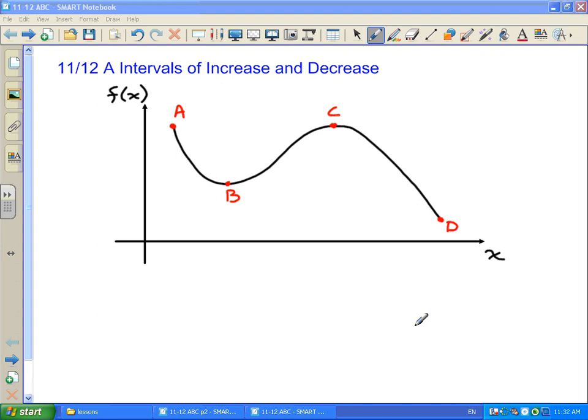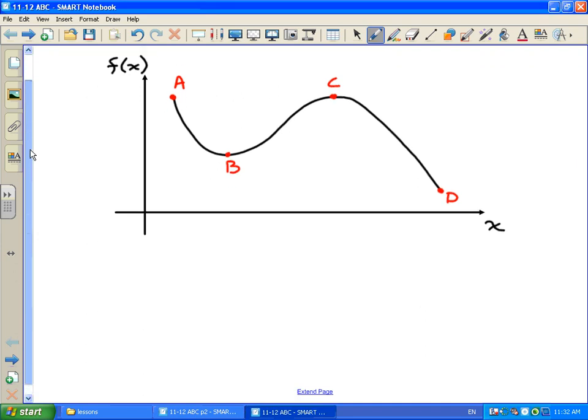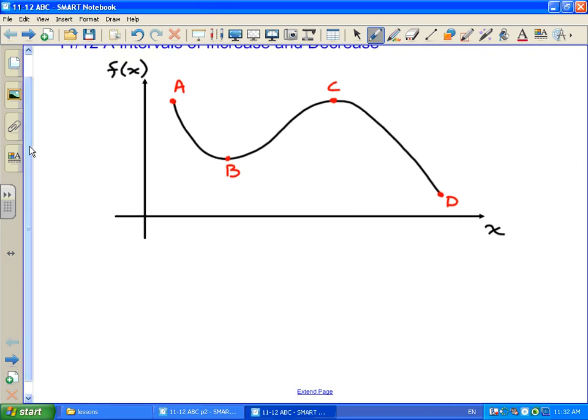So we're going to start in today on Unit 11-12. We'll start by looking at some material at a box A here. We're going to look at intervals of increase and decrease. So what I've done here is I've just drawn some function, f of x, over some interval here from A to D. And we just want to take a look at where this function is increasing and where it is decreasing. And it's important to keep in mind that we're looking only at small little portions of this curve as we go along here.